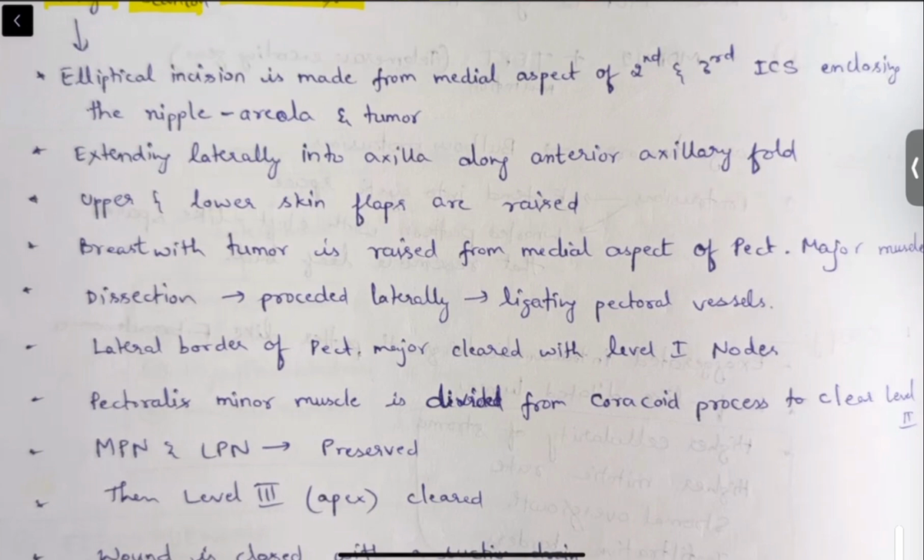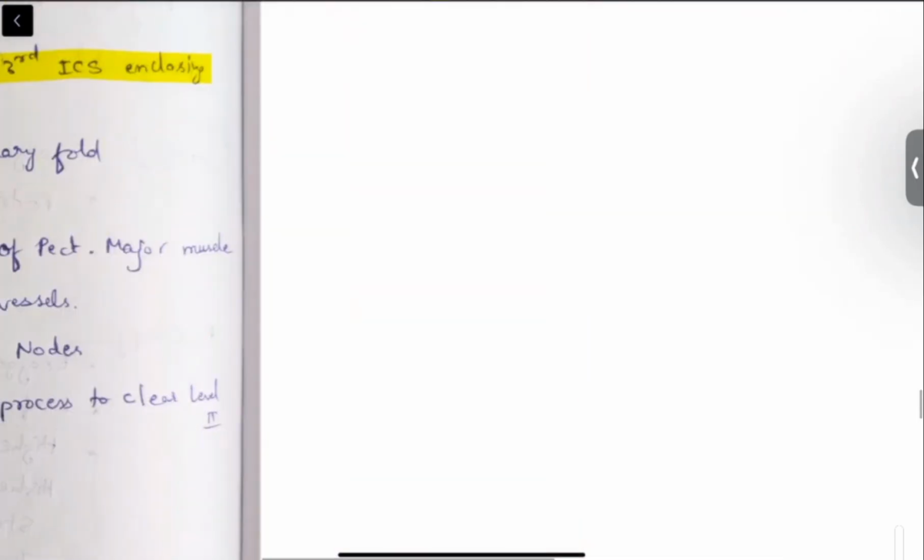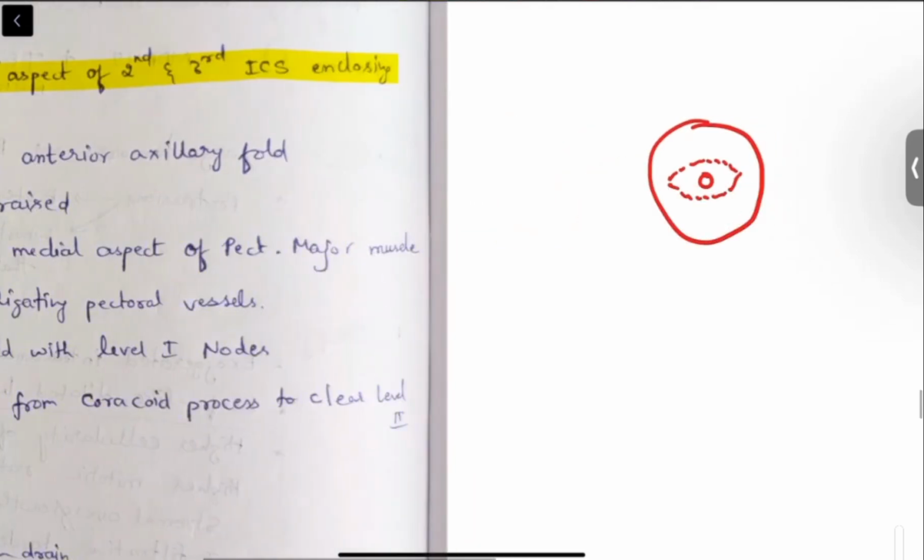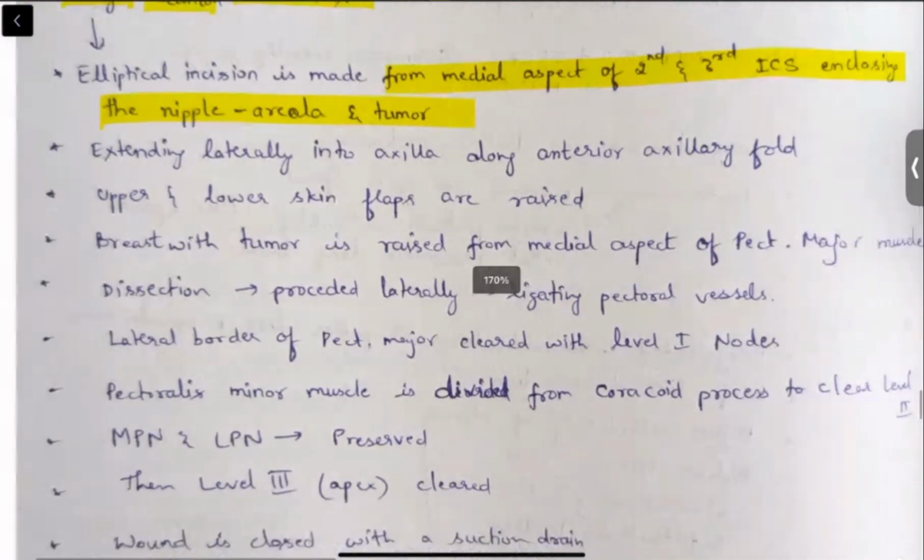Usually, an elliptical incision is made from the medial aspect of the second and third intercostal space, enclosing the nipple, areola and tumor. If this is a breast, this is a nipple, usually they put an elliptical incision this way. Usually this is at the second and third intercostal space. So this includes the nipple areola, and if the tumor is growing here, it will include the tumor also.